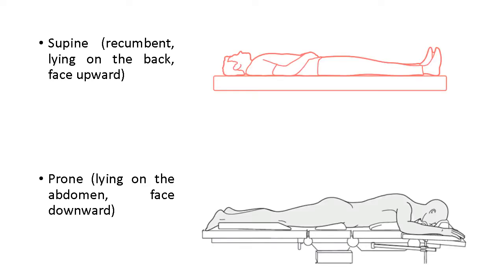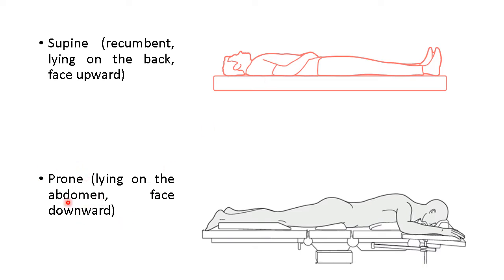There are two other positions. In fact, there are several other positions, but the two commonly used are the supine position and the prone position. As in this image, you can see the person is lying on his back and the face is upward. This position in which the person is lying on his back on a surface is known as the supine position or the recumbent position.